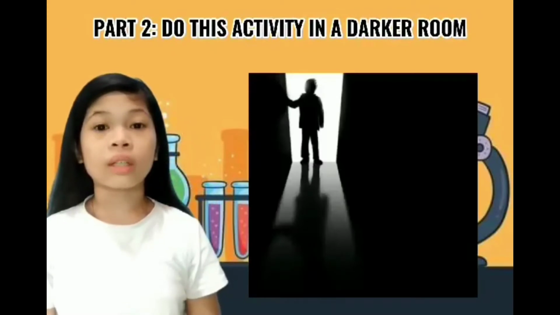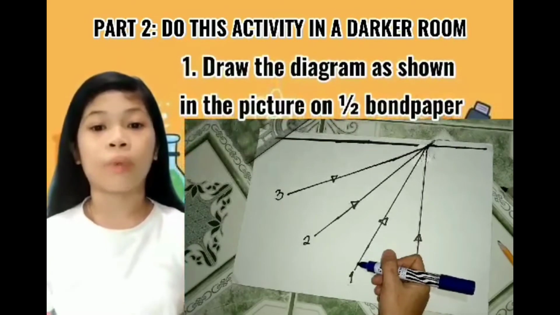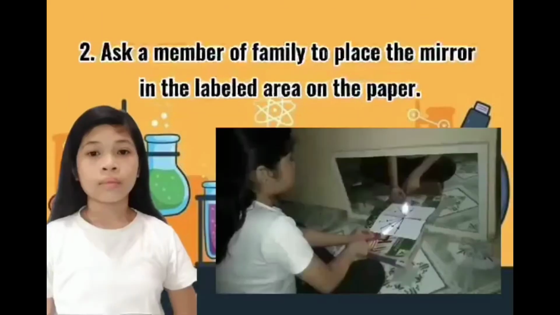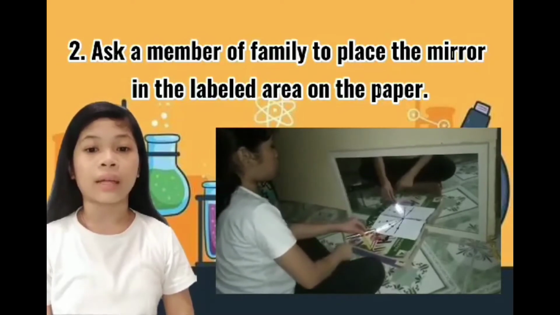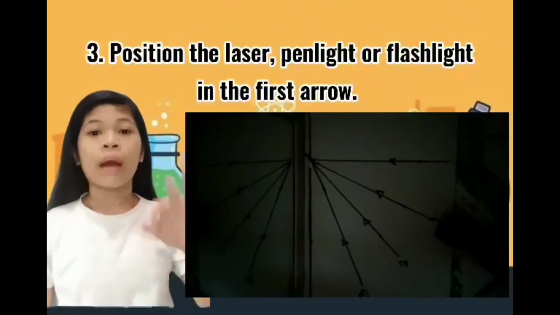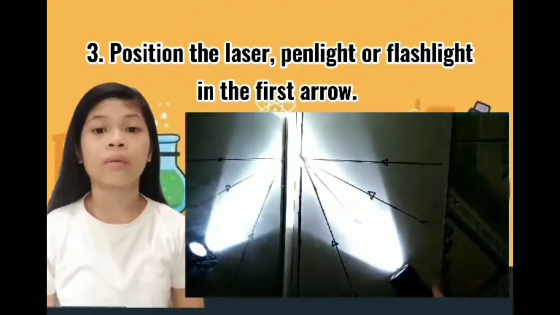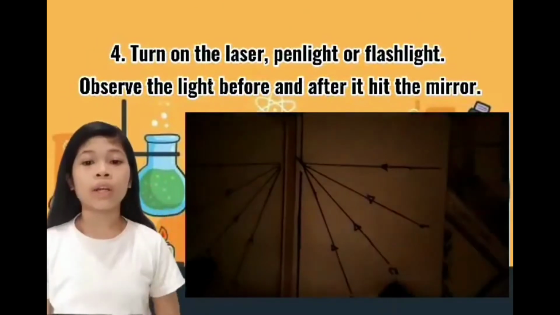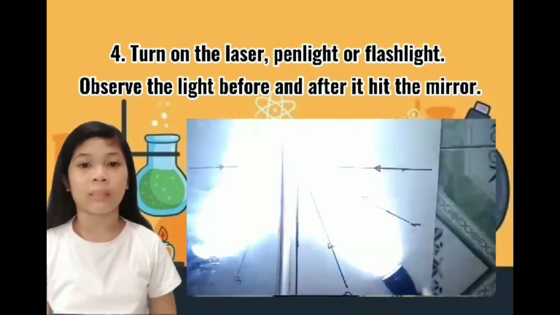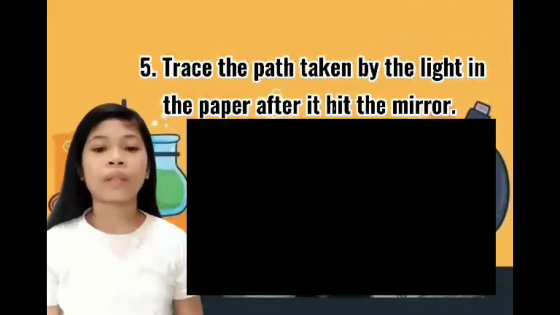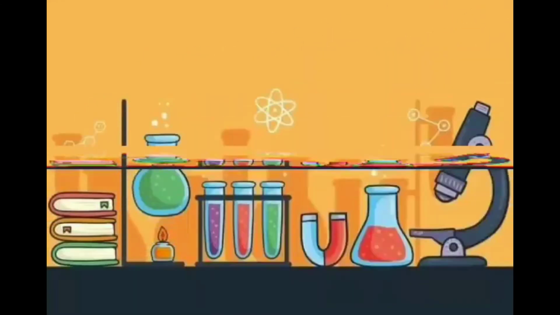Part 2. Do this activity in a darker room. Number 1. Draw the diagram as shown in the picture on 1/2 bond paper. Number 2. Ask a member of the family to place the mirror on the labeled area on the paper. Number 3. Position the laser, pen light, or flashlight at the first arrow. Number 4. Turn on the laser, pen light, or flashlight. Observe the light before and after it hits the mirror. Number 5. Trace the path taken by the light on the paper after it hits the mirror.